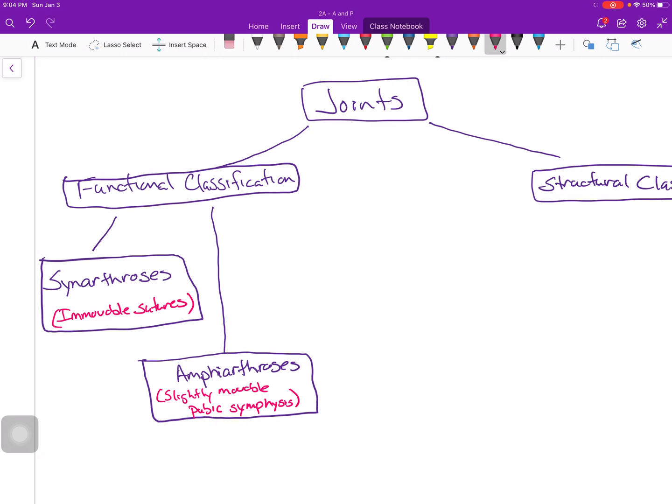All right, and then finally the next one, guys, the final from this one is going to be diarthroses. Let me make my box pretty big on here. And these are freely movable. An example would be elbows and knees.